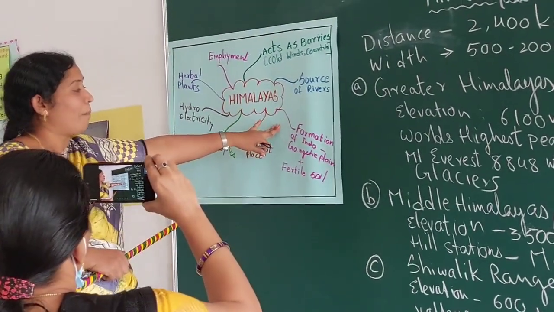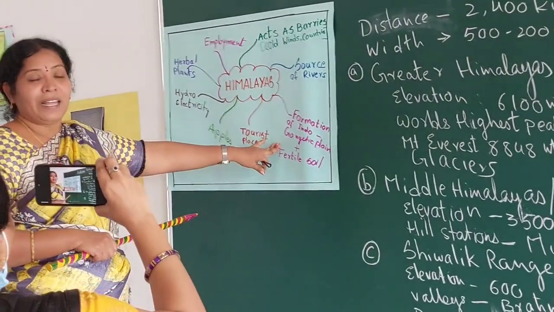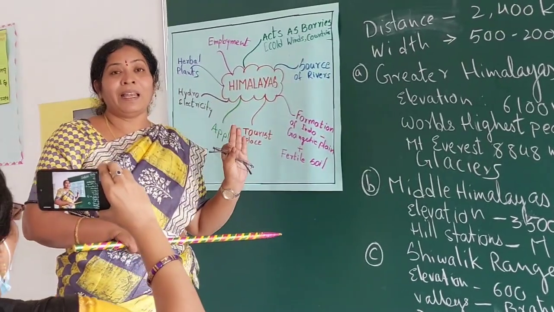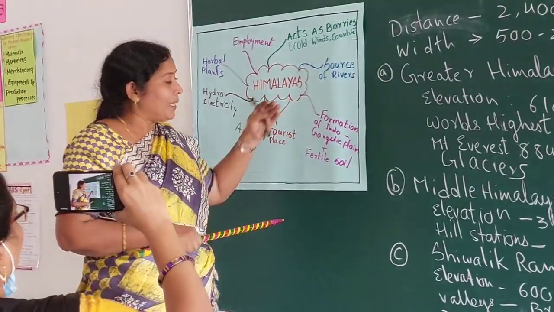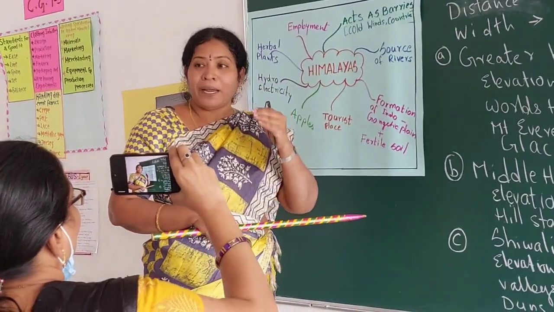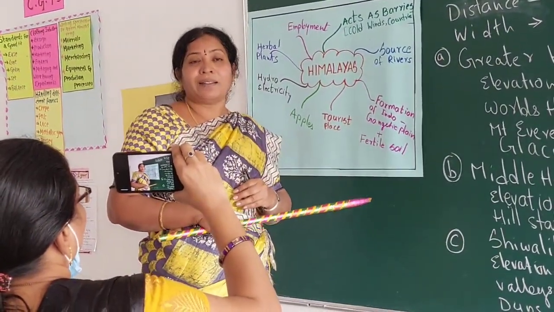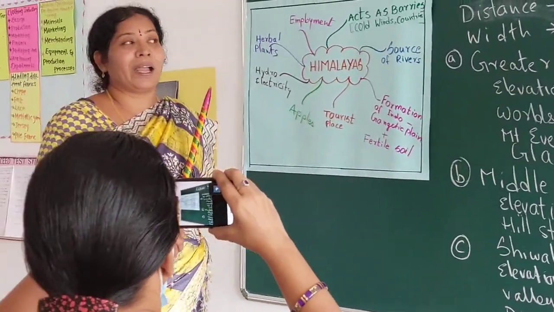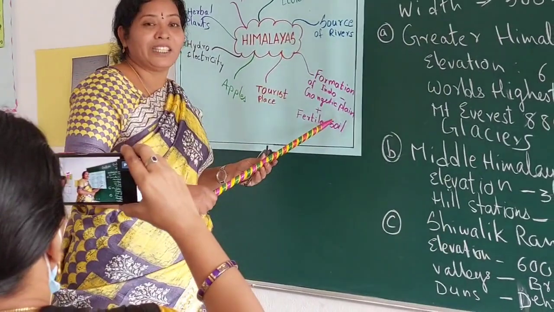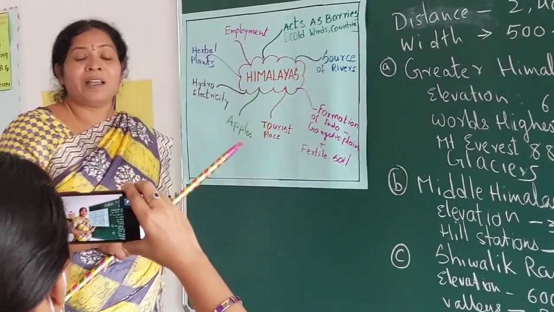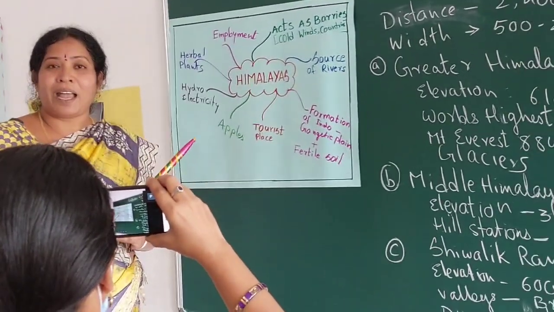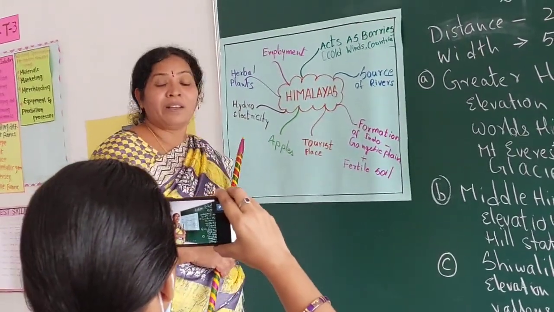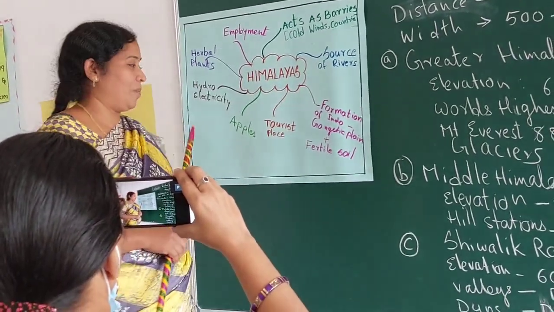Apart from this, we have the formation of the Indo-Gangetic plain. These rivers carry fine silt, which is very fertile, known as alluvial soil. By the time the rivers come to the foothills, the speed of the river is reduced and the silt is deposited on the banks, and over a period of time they have formed the Indo-Gangetic plain, which is very fertile. That soil is known as alluvial soil, which is very good for the cultivation of all crops.